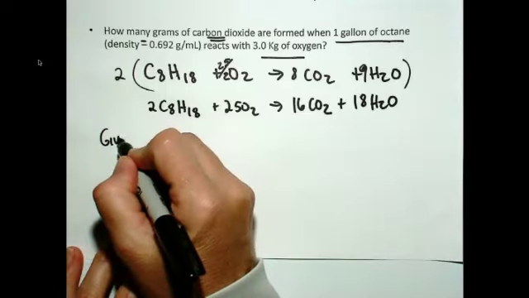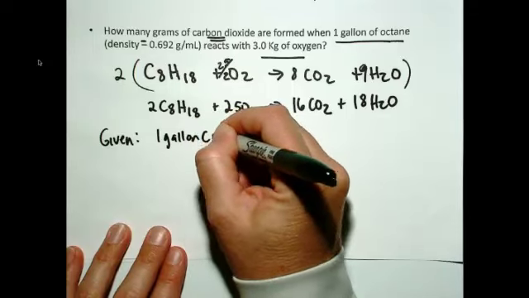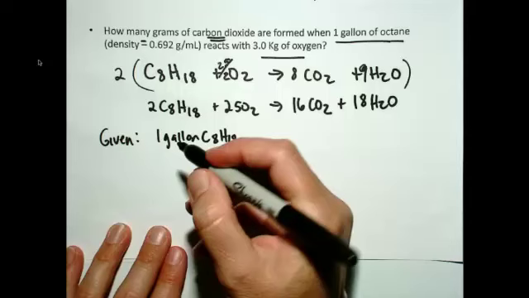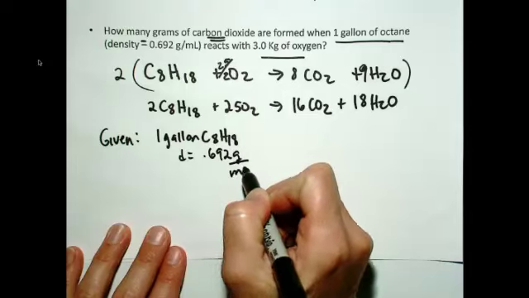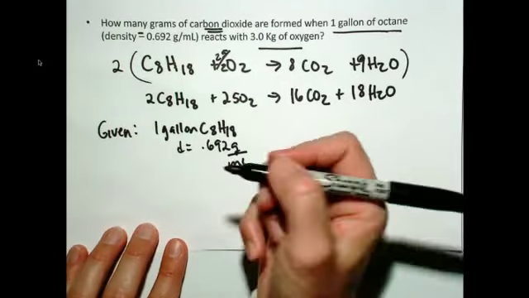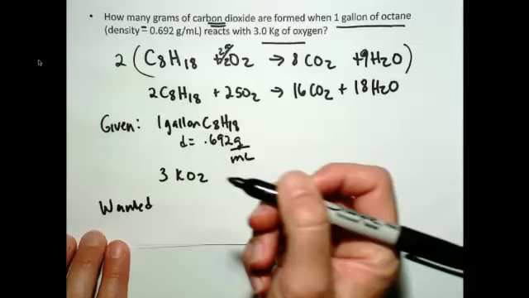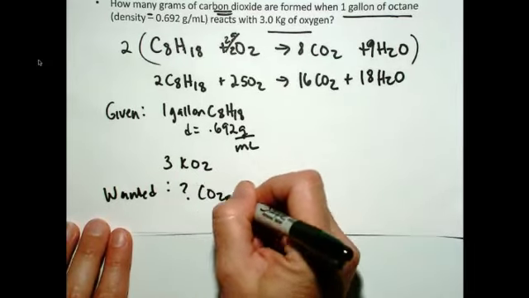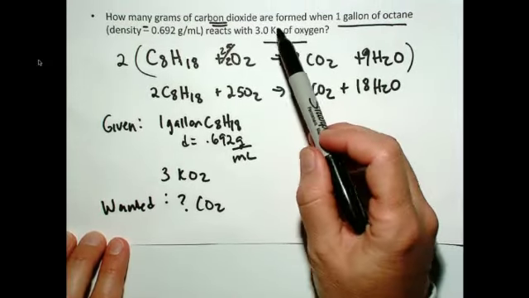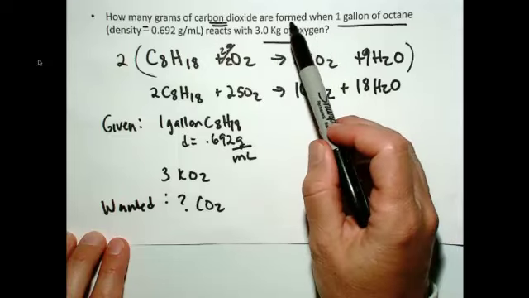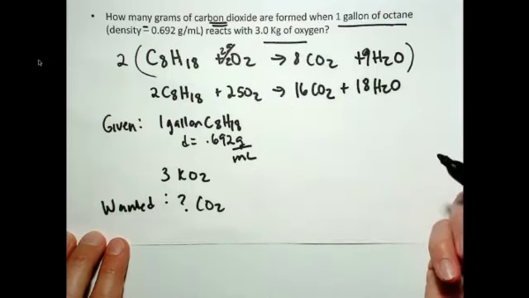Next, you want to see what's given. What's given is 1 gallon of octane, C8H18, that happens to have a density of 0.692 grams per milliliter, and also 3 kilograms of oxygen. And what's wanted is how much carbon dioxide is formed in this case when you burn a gallon of gas basically in your car. Now the problem here is we are limited by the amount of oxygen. We don't know if this is enough oxygen to burn all of that octane or not. So we have to figure that out first before we decide how much carbon dioxide has been formed.